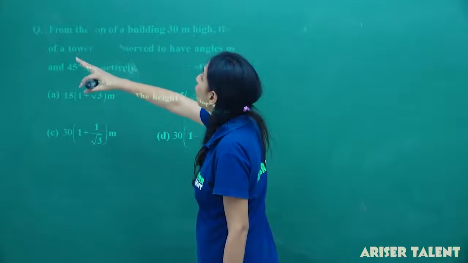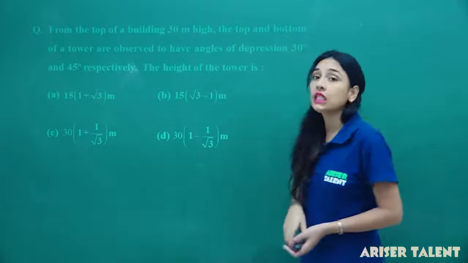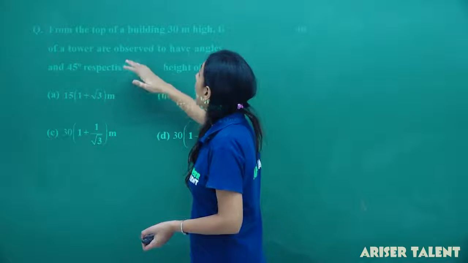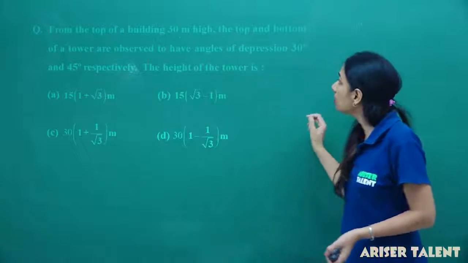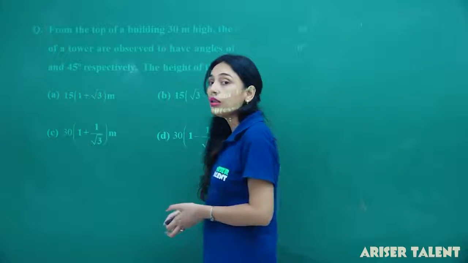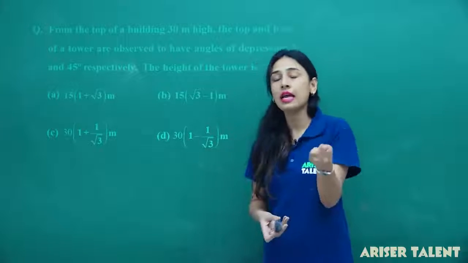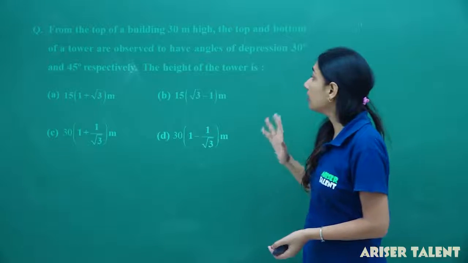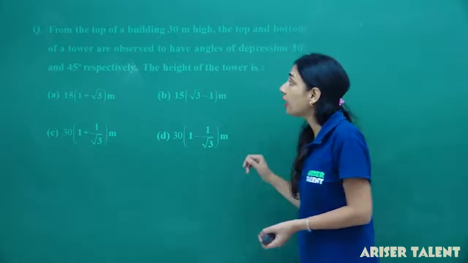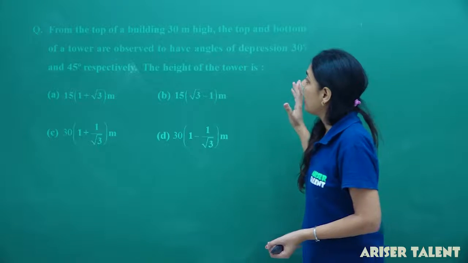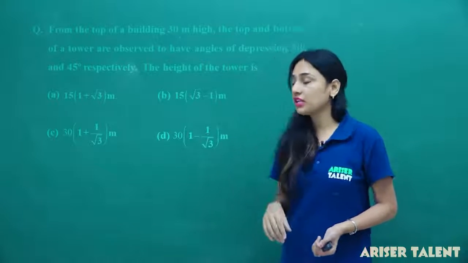What this question is saying is, from the top of a building 30 meter high, the top and bottom of a tower are observed to have angles of depression 30 degree and 45 degree respectively. Now, it's talking about two depression angles, and it's asking about the height of the tower, and it's saying that the building is 30 meter high and it's given with the two depression angles.